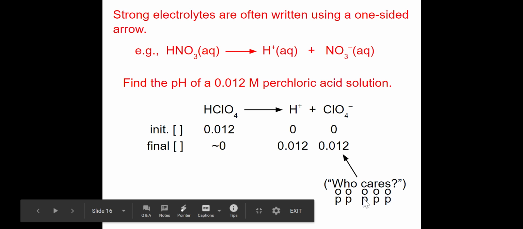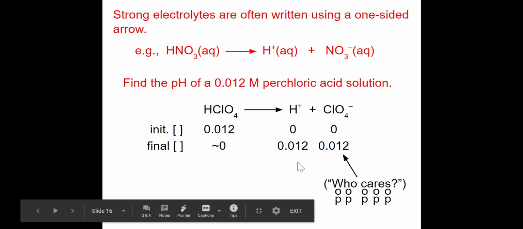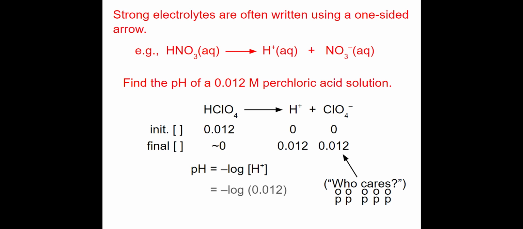Now, you'll see this quite a bit as we move into acid-base equilibrium. There are some things in the equation that we really don't care about, because if we want to know the pH, we really just need to know the H concentration. Now, the ClO4 might help us to determine that, but we really care about the H concentration. So we would then take the negative log of that H concentration to get the final value of 1.92.